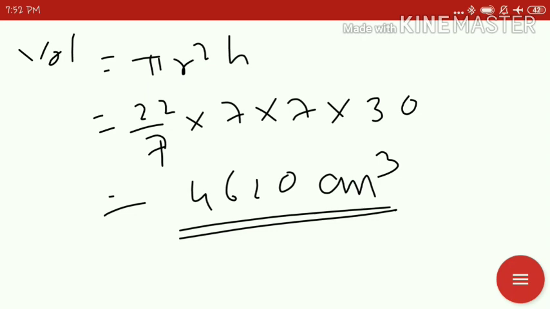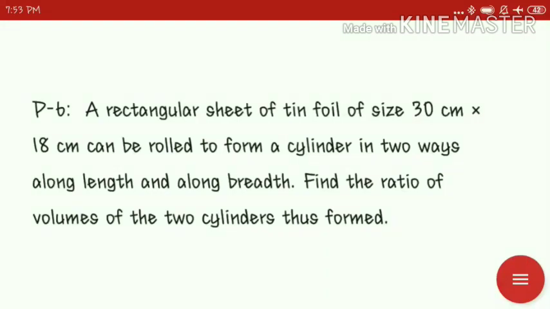You need to keep the whole thing in your mind. You have to absorb it so that you can easily say whatever the volume, that is pi r square h, whatever the total surface area, 2 pi r into r plus h. You have to memorize the whole thing and practice it. Okay, so we'll move to our sixth problem. That's our problem number 6.